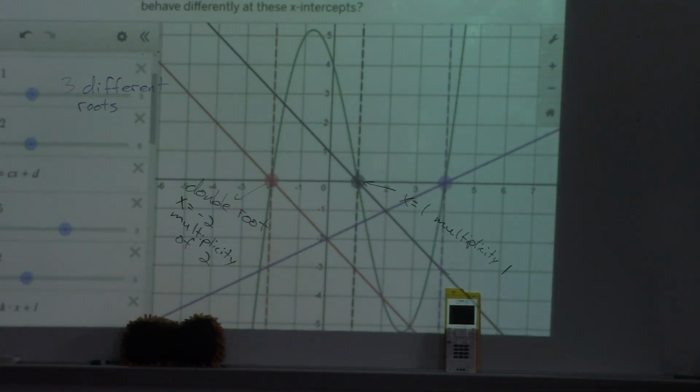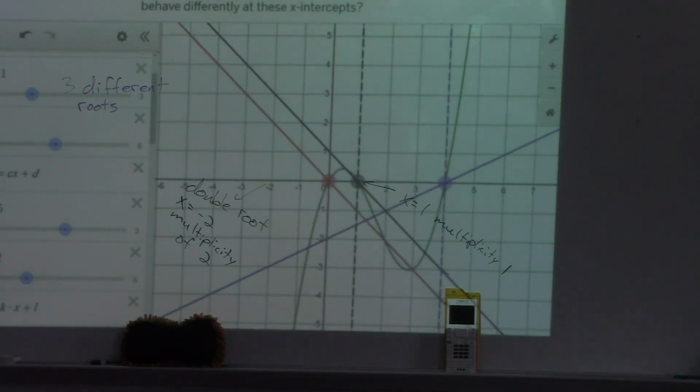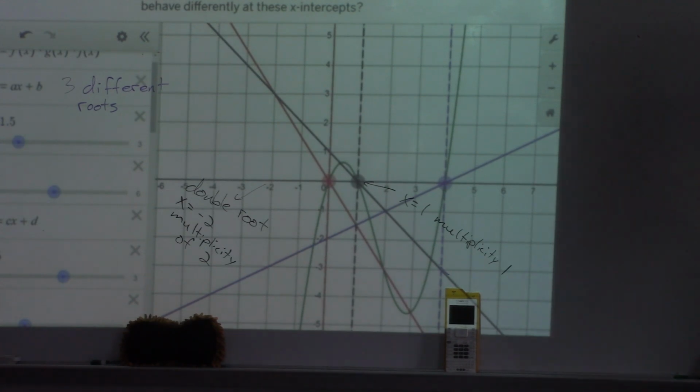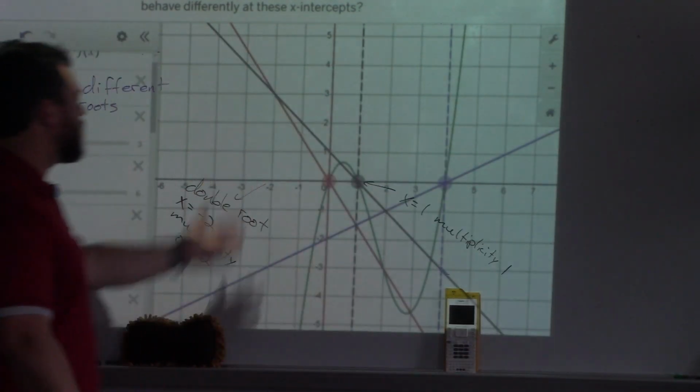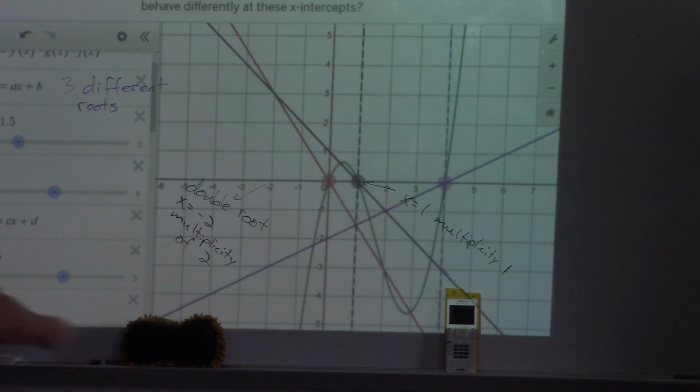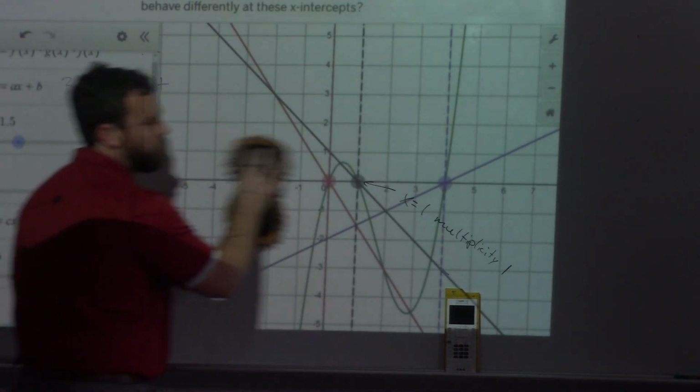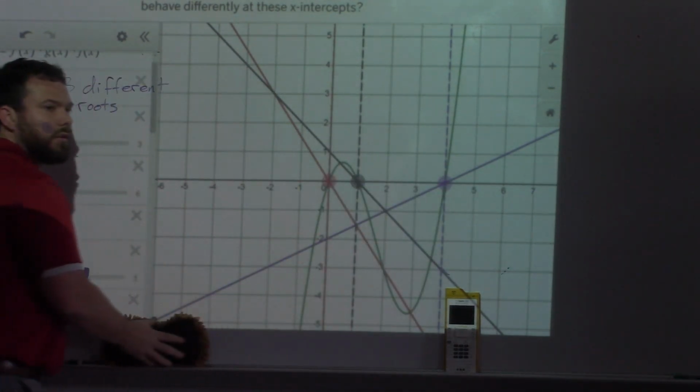Alright, so I've reset things a little bit. I need someone else to come up here and create a cubic such that one of the roots is shared.